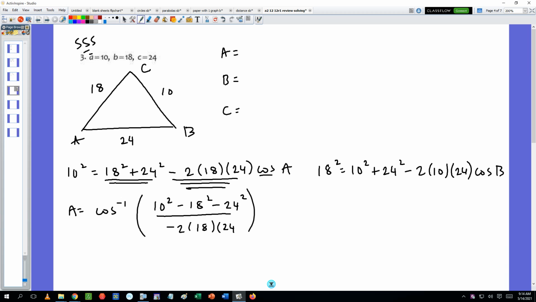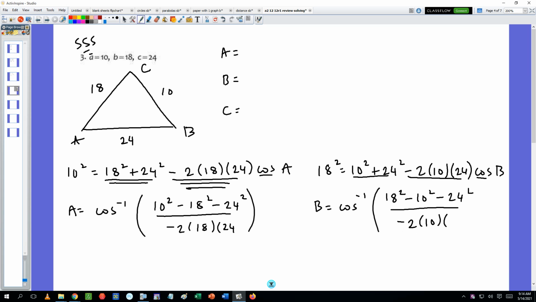And I'll just repeat what I did over there for A. These two things get subtracted, these three things get divided, and then I do an inverse. So B is the cosine inverse. Start with the 18 squared, subtract 10 squared, subtract 24 squared, divide by each of the three multipliers right there. And then I won't do anything that drastic to figure out C. C will just be 180 minus angle A and minus angle B.